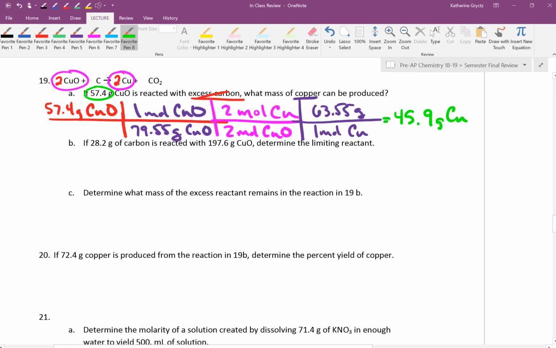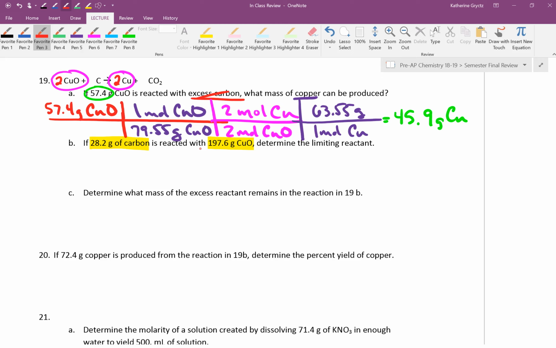So B says, we got the same reaction, but now I'm giving you 28.2 grams of carbon is reacted with 197.6 grams of copper 2 oxide. So this time is different from A because in A I said excess carbon and now I'm giving you an amount of carbon. So the question said, can you determine the limiting reactant? I am not sure how you were taught to do this. There's a possibility that you were taught to take both of these to a single product, which is absolutely fine and works just fine. You have 2 different calculations.